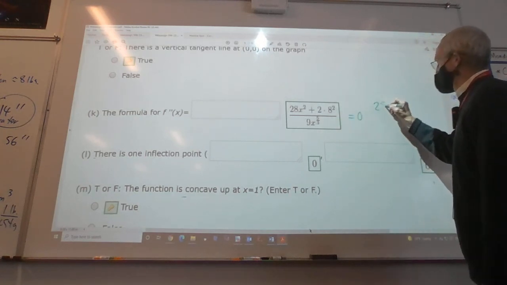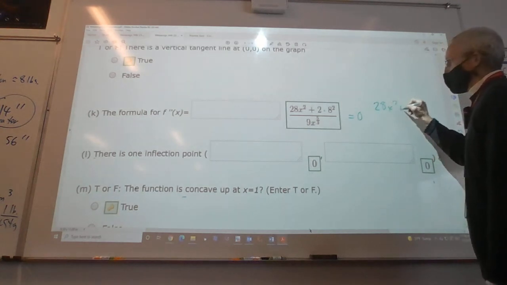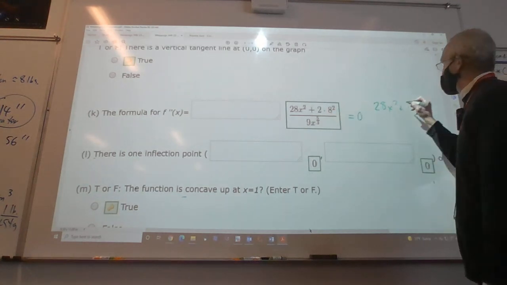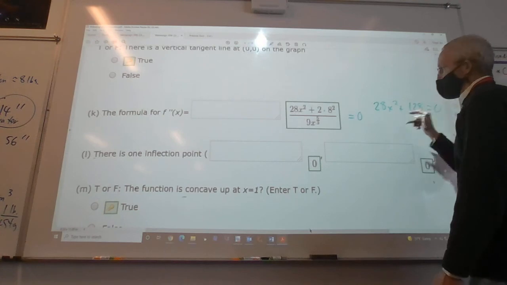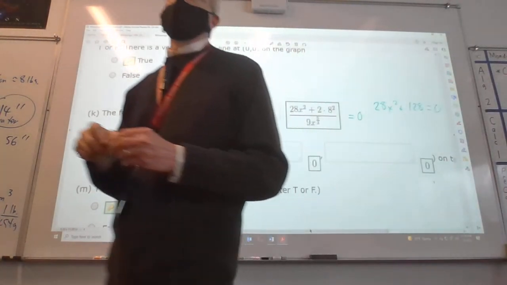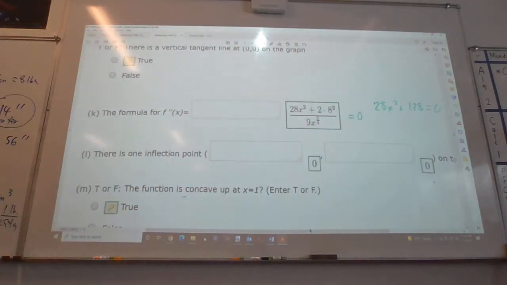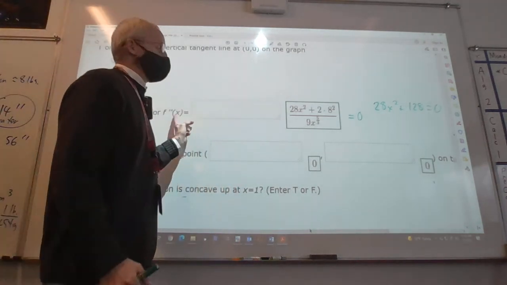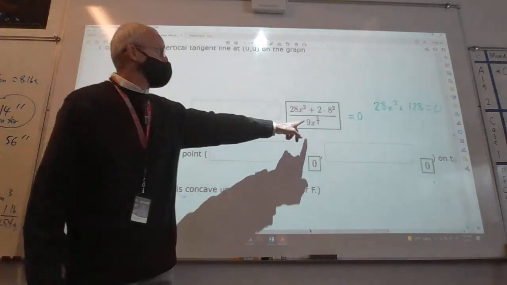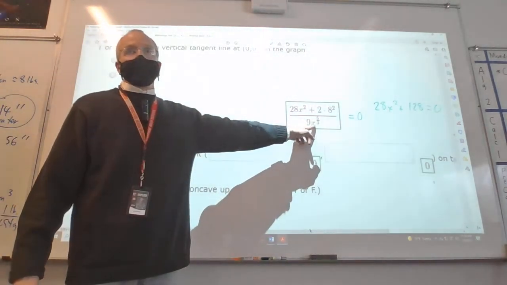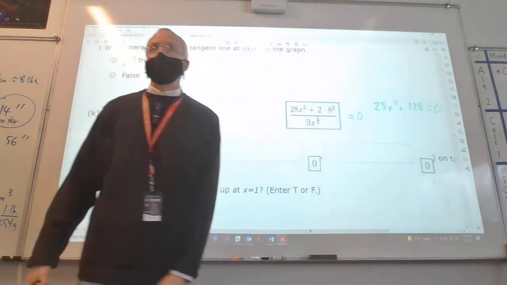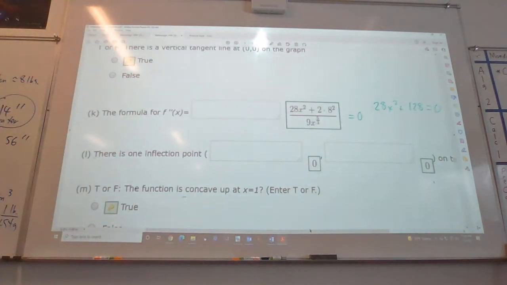So is this ever 0? So we have this 28x squared plus 128. Can that ever equal 0? The top can't be 0, can it? Because x squared is positive. So there is no place where the second derivative is 0, but there is a place where it's undefined at x equals 0. So that's why they say x equals 0. So at x equals 0 is an inflection point.